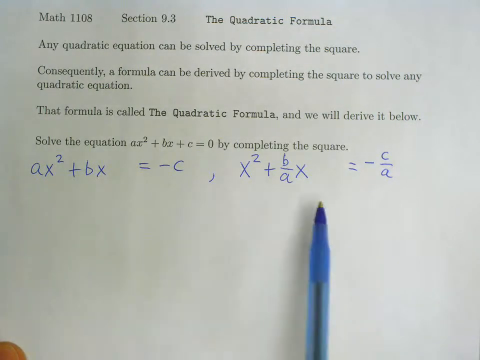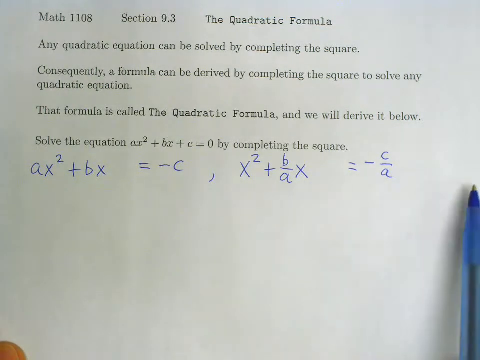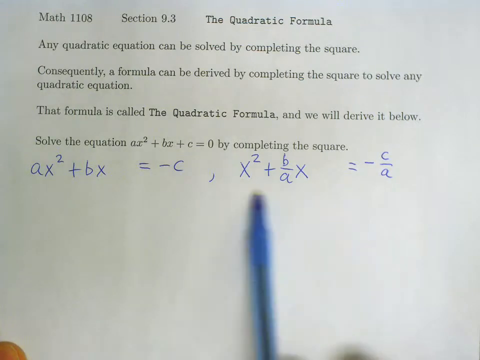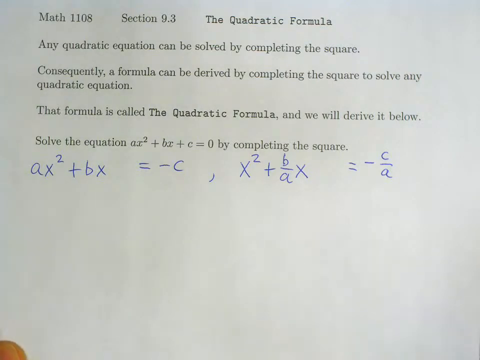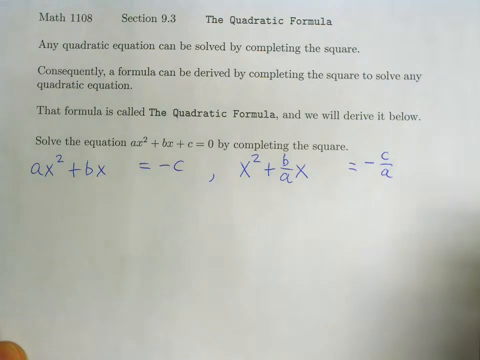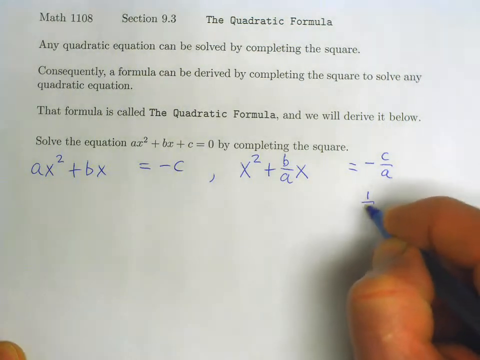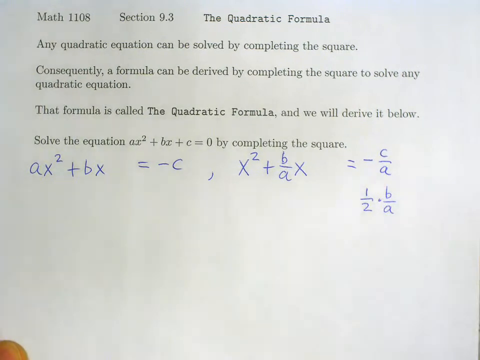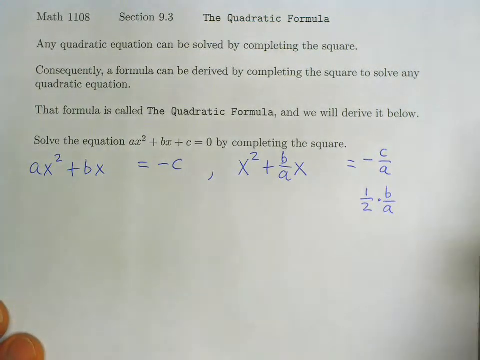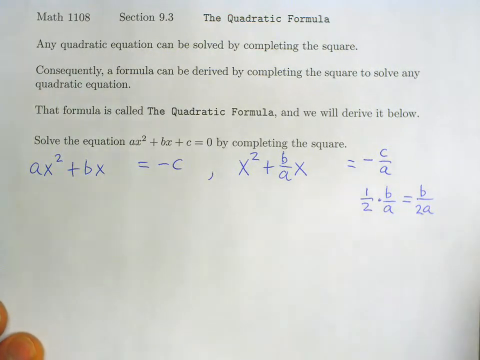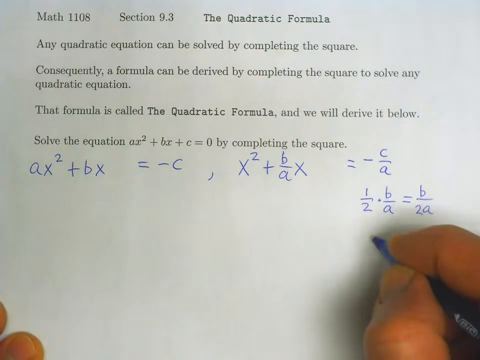Okay, now we're going to find a number to add to both sides of this equation so that the left-hand side is a perfect square trinomial. Just like we did yesterday, now that the coefficient of x squared is 1, we take 1/2 of the coefficient of x, or 1/2 of b over a, and 1/2 times b over a is b over 2a. Then we square this number.